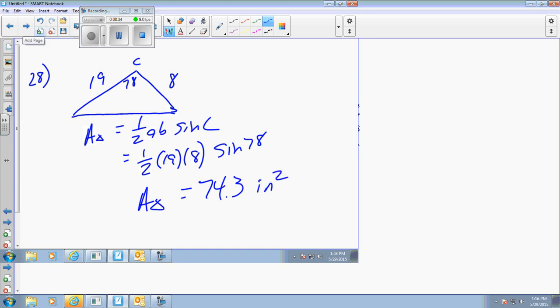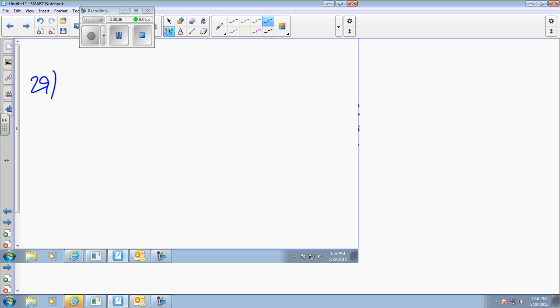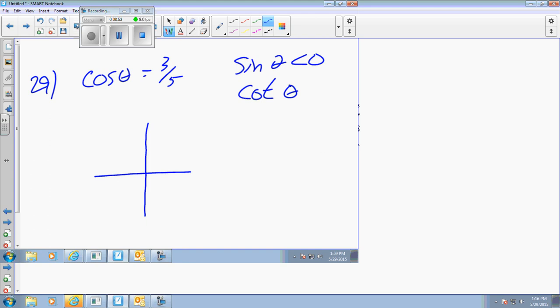For 29, they tell me that the cosine of theta is equal to 3/5 and that the sine of theta is negative. We want to find the cotangent of theta. Well, this first one tells me that I have to draw my triangle where the cosine is positive and the sine is negative. So I'm going to say all students take calculus. So it's calculus: cosine is positive in the fourth quadrant.